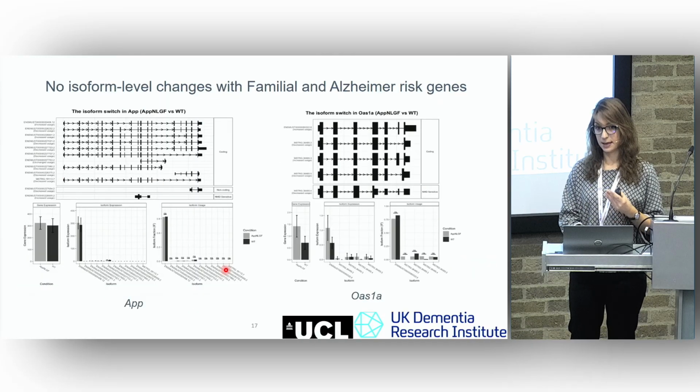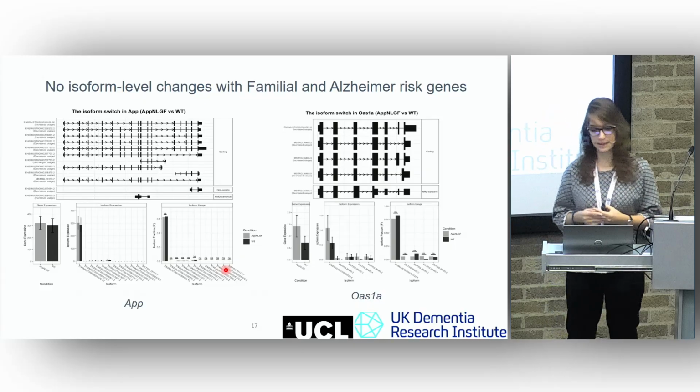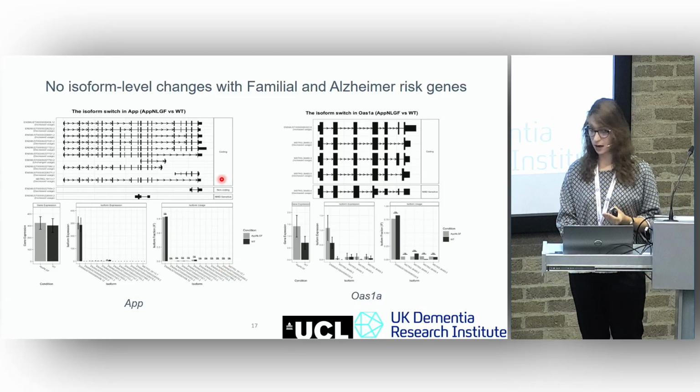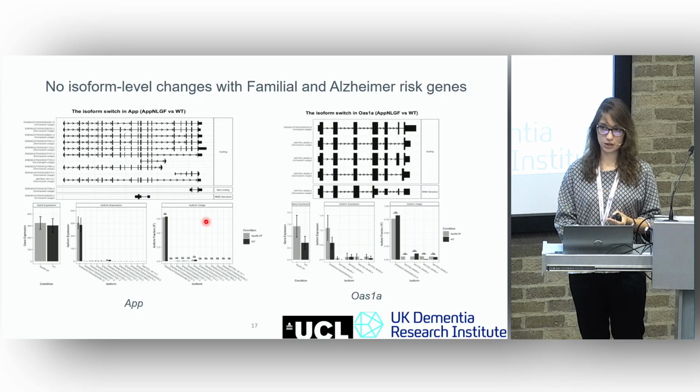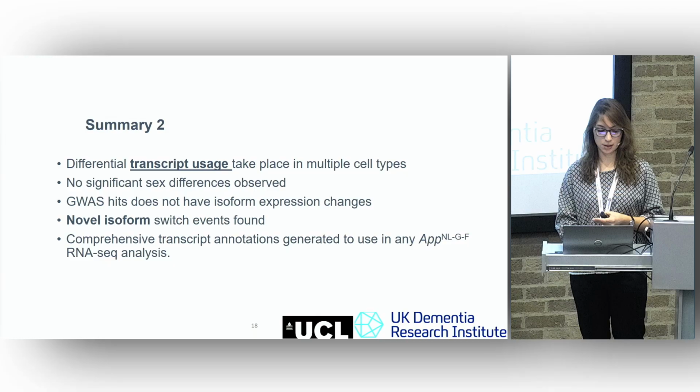As I said, initially we wanted to check whether GWAS or familial Alzheimer's disease risk genes affect splicing, but we did not see any isoform alterations or splicing, which was quite interesting as well. We have checked a panel of Alzheimer's disease risk genes. Again, there is no splicing with the genes that we have checked.